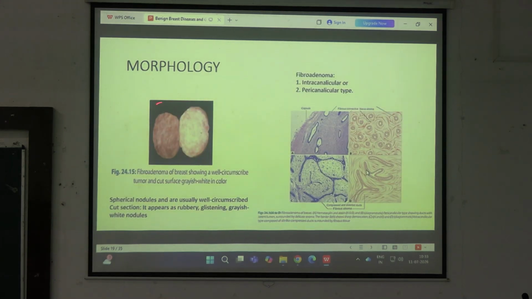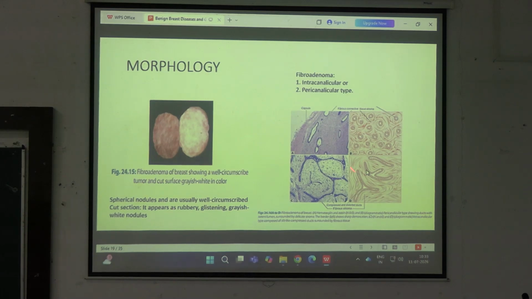So these are the images grossly. This is a well circumscribed tumor, and on cut section it's more or less homogeneous grayish white, and on microscopy we find two patterns. These are important for practicals. We have two patterns of fibroadenoma: one is intracanalicular, another is pericanalicular.